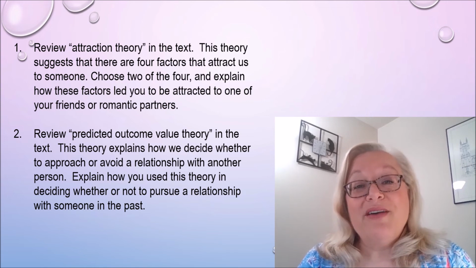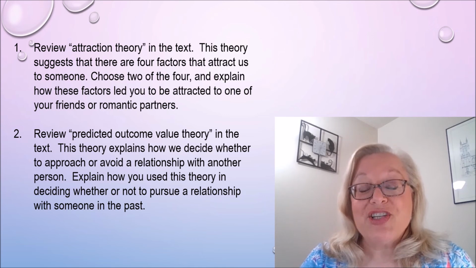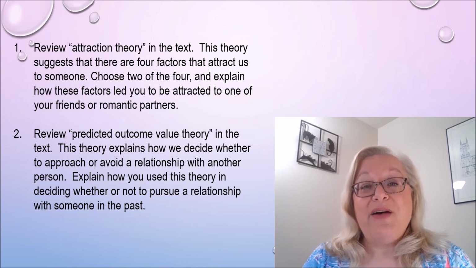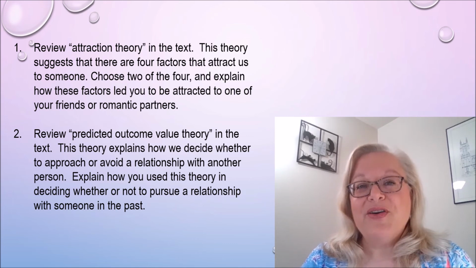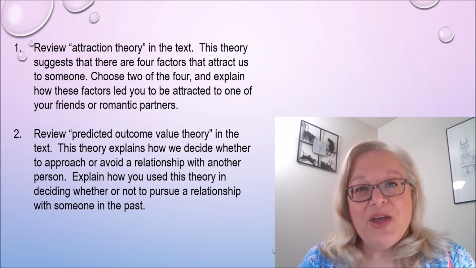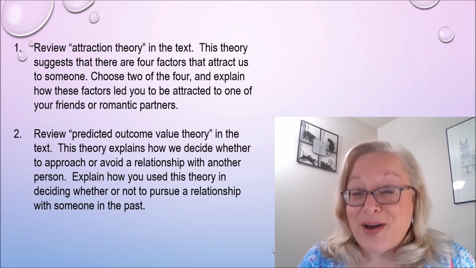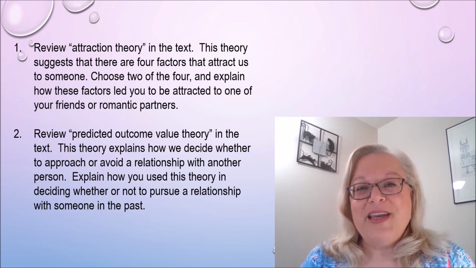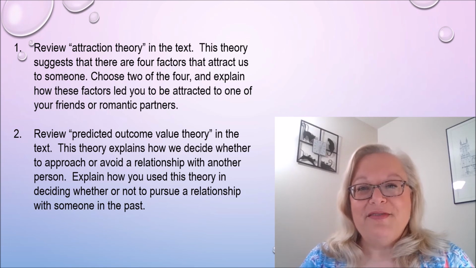So here's the summary of the assignment. First, you're going to look at attraction theory, the 4 different factors of attraction. Pick 2 of them and explain how those have worked in your own life. Secondly, look at predicted outcome value theory, which explains how we weigh the pros and cons of getting into a relationship with somebody, how we decide whether to approach or avoid, what is the thought process we go through, and give me an example of how that has played out in your own relationship life.